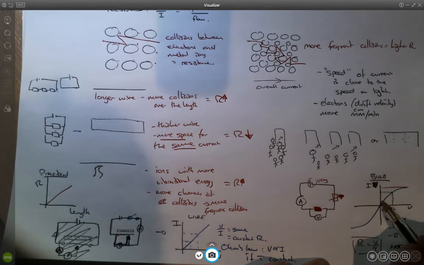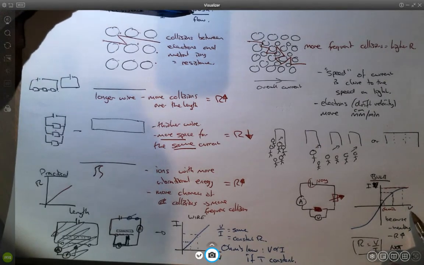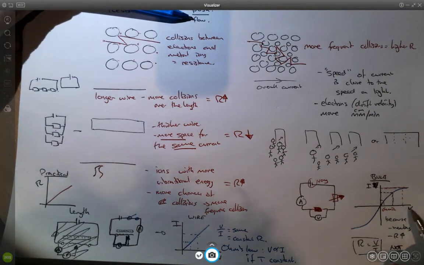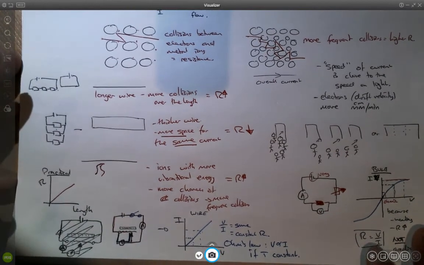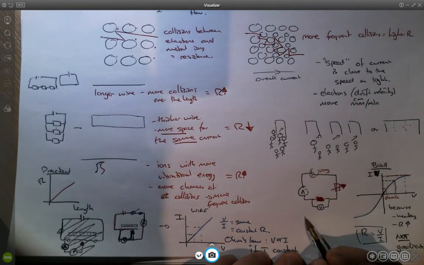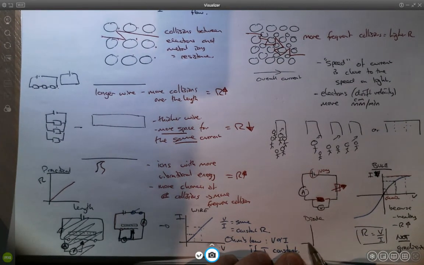So if you do that for 2 or 3 points along here, you will obviously see the resistance increasing because the potential difference is increasing, but the current isn't increasing. So this is getting bigger, this is staying the same. And then the very last component that we are going to look at would be a diode. And this is a special component that only allows current to flow in one direction.